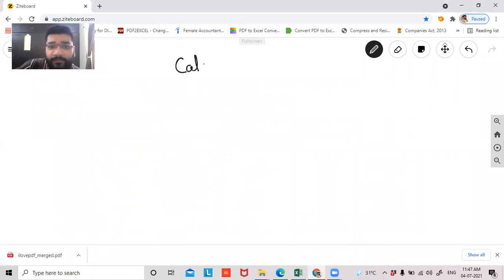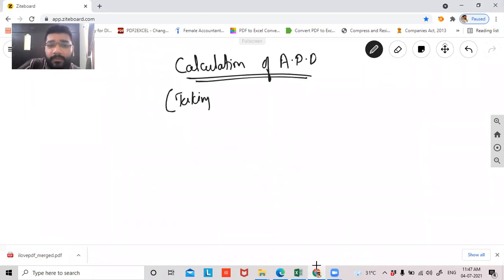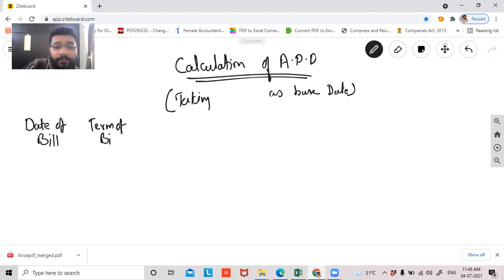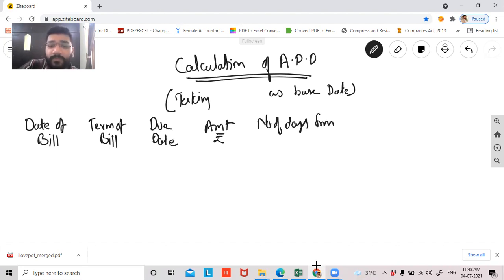Here it is, calculation of average due date, taking dash as base date. So let's see what our base date is going to be. Guys, the first column will be date of bill, then term of bill, then we have due date, then we have amount, then we have number of days from base date, and then we have product.